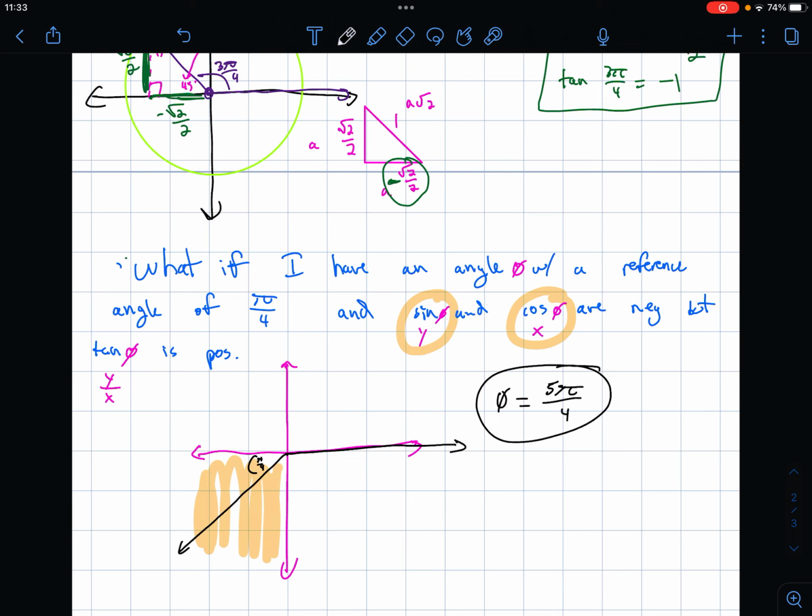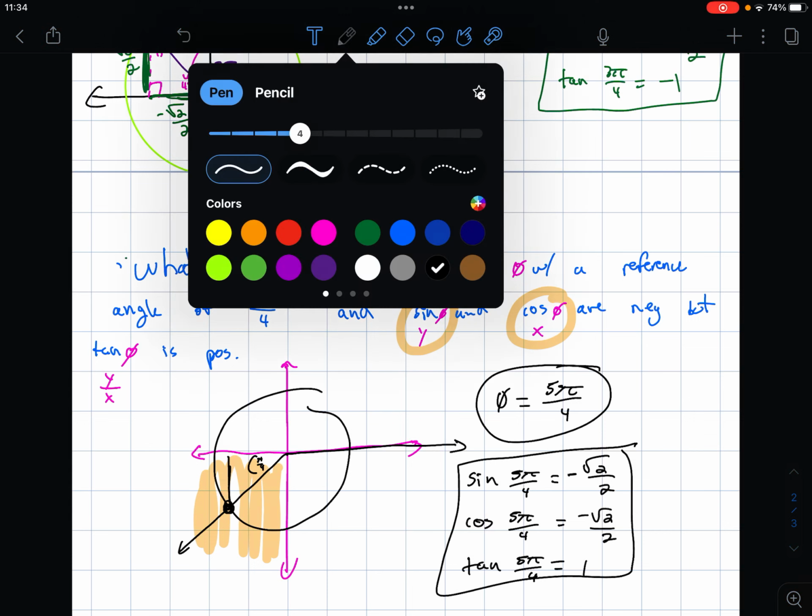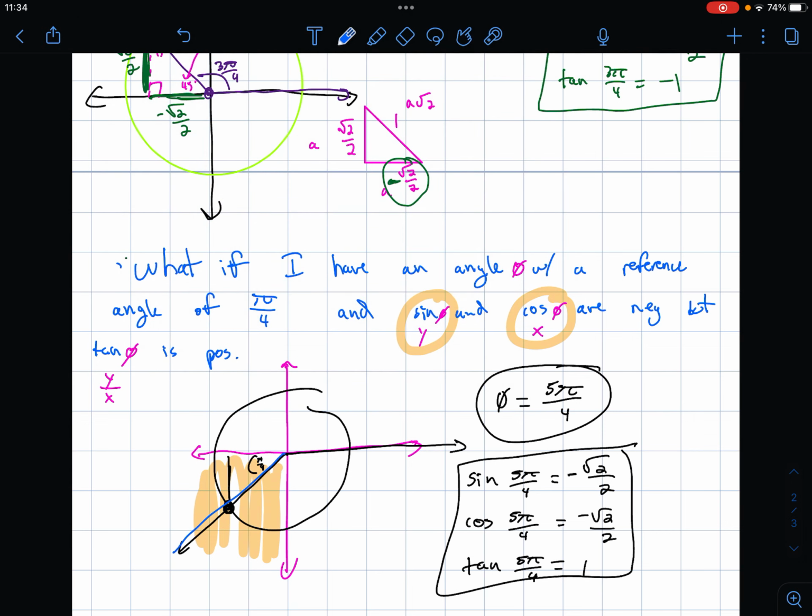So this is a way that we can reason through that. And then based on that, I can just get my ratios. I could say sine of 5 pi over 4 is going to be root 2 over 2, except it's negative because we are in quadrant 3. The y coordinate here is going to be negative. So I have negative root 2 over 2. Cosine of the angle 5 pi over 4 is going to be negative root 2 over 2. And tangent of 5 pi over 4 is going to be positive 1, simply because negative divided by negative is positive. My xy coordinates where this angle intersects the unit circle is going to be negative root 2 over 2, comma, negative root 2 over 2.